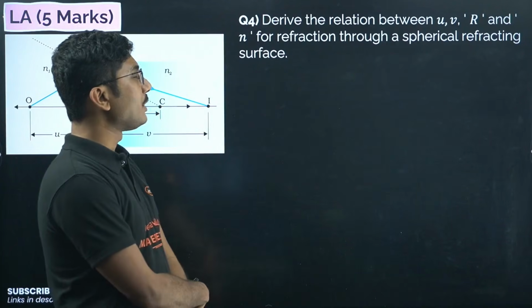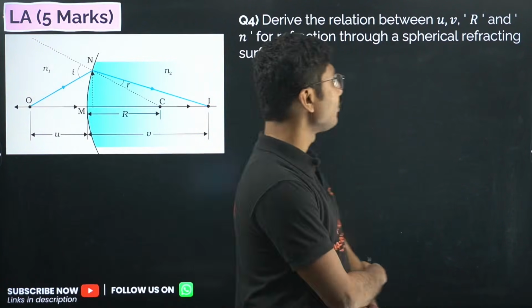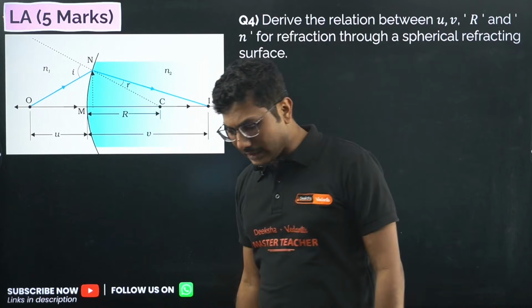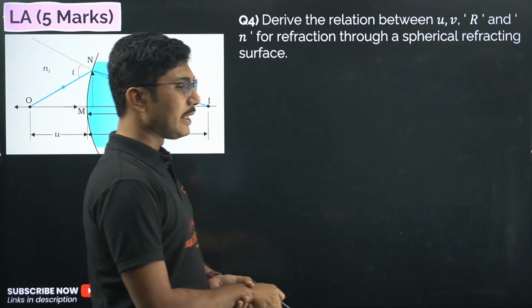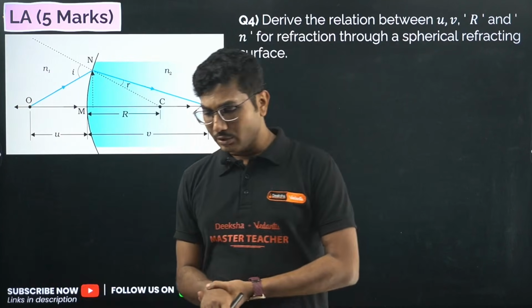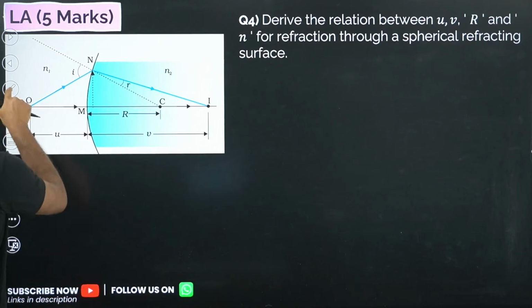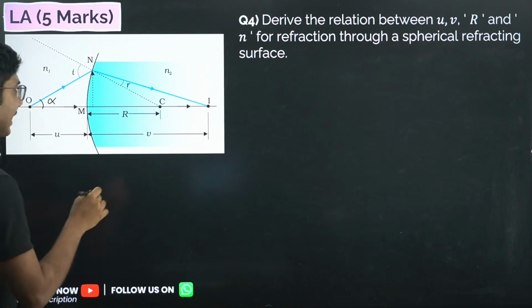Derive the relationship between u, v, R and n for refraction through a spherical refracting surface. Now this derivation, even though it did not come too many times in the board exam, does come in FA exams as well as in your pre-board exams. So you might practice this only for those. For board exams, in my opinion, this is not that important.